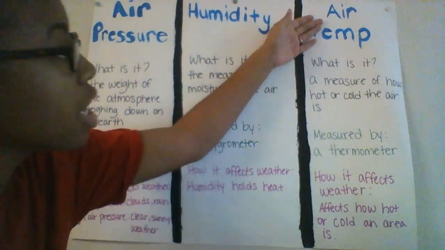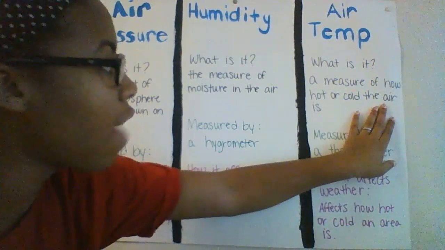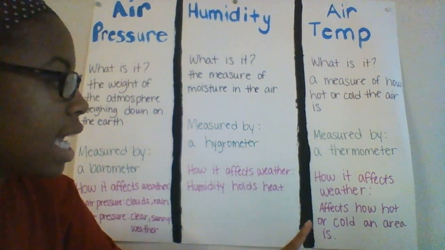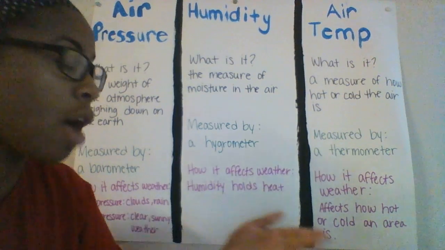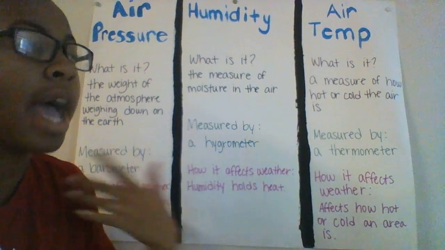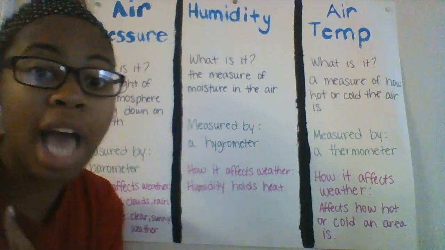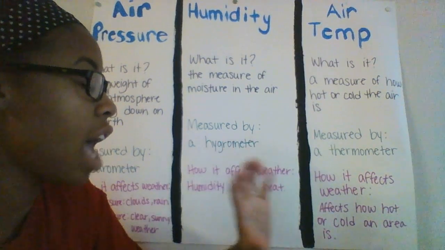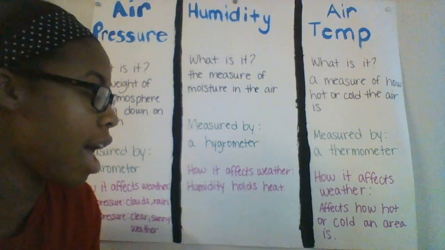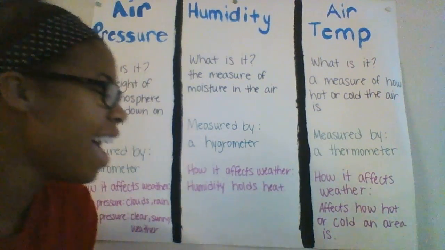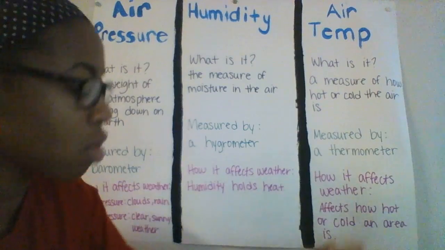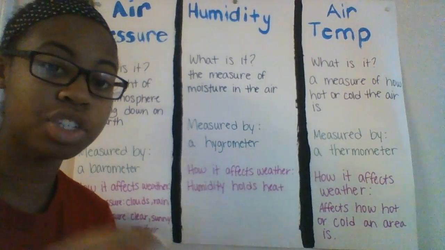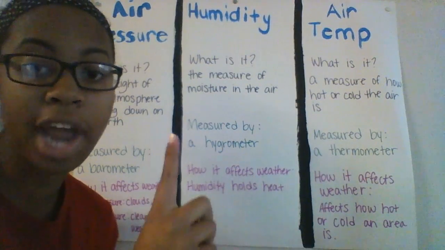Lastly, we're going to talk about air temperature, which is the measure of how hot or cold the air is. It is measured by a thermometer, as many of you already know, and it affects how hot or cold an area is. Now, I know we feel a breeze, and sometimes I know that I can get cold very easily. I always love to bundle up, and that is because of the air temperature of a region outside. So all of these are going to play a part, and just like air pressure, the air temperature goes down as you go higher in the altitude.